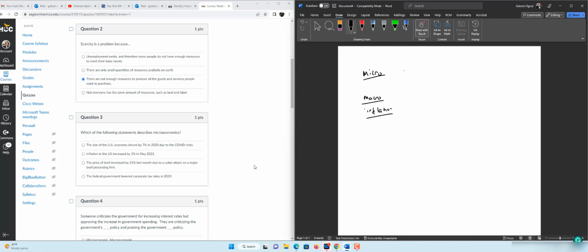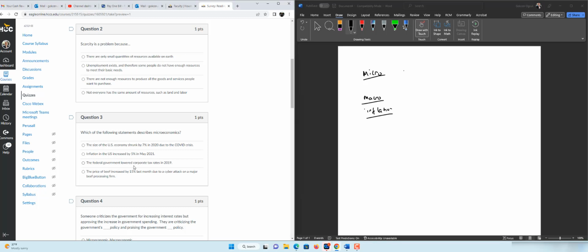So let's look at the answers. The size of the US economy shrunk by 7%. It affects everybody, therefore it's macro. Inflation in the US increased by 5%. Inflation is the increase in average prices. It affects everybody, therefore it's a macro question. The federal government lowered corporate tax rates in 2019, so this again affects everybody in the economy. But the price of beef increased by 15% last month due to a cyber attack on a major beef processing firm is a micro problem.